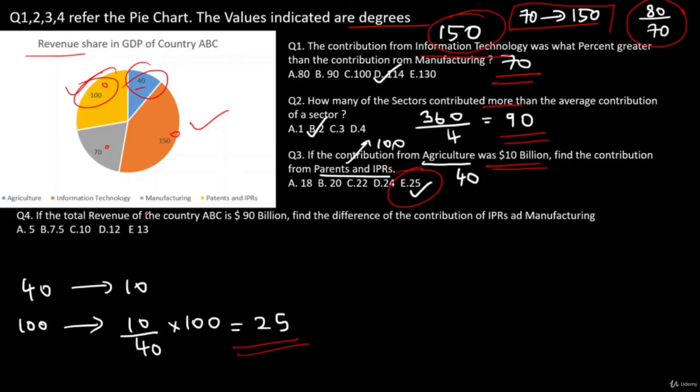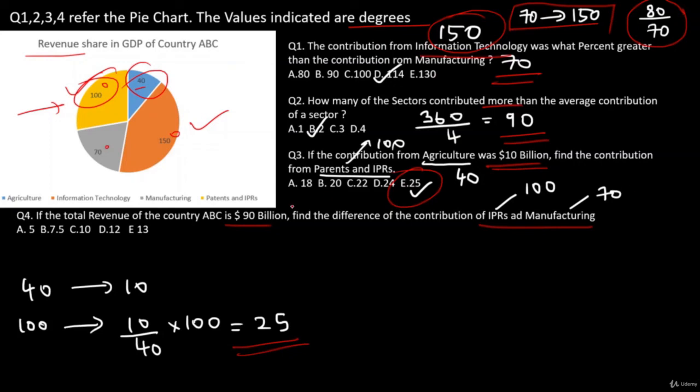If the total revenue of the country ABC is 90 billion, find the difference of the contribution of IPRs and manufacturing. Again, over here, what is the contribution from IPRs? That's denoted as 100 degrees over here, and for manufacturing it is 70 degrees. Now we are doing this question in the fastest possible manner.